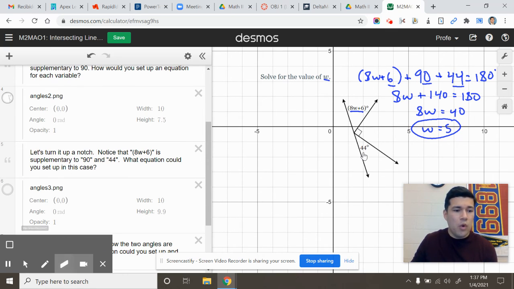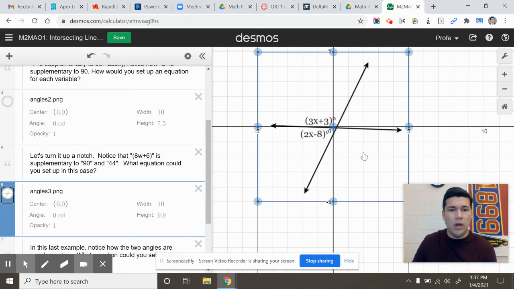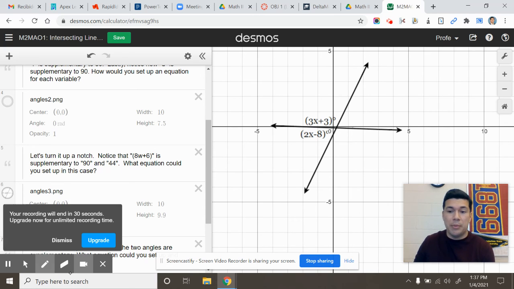We have one last quick example. One last simple example, and that is, what if you have no numbers and only expressions? Well, we're still looking: are they vertical? Are they supplementary? Are they complementary? In this case, these angles are in a line, so we're going to call them supplementary.